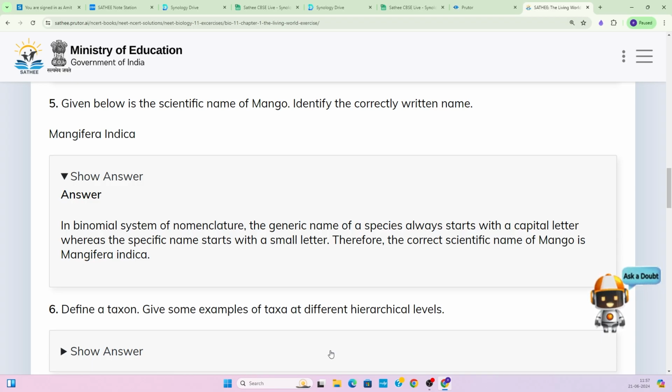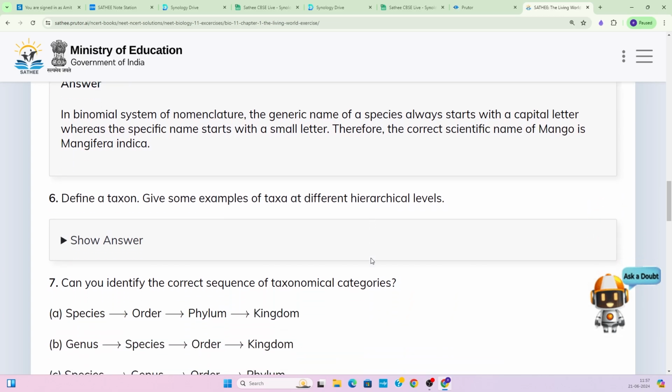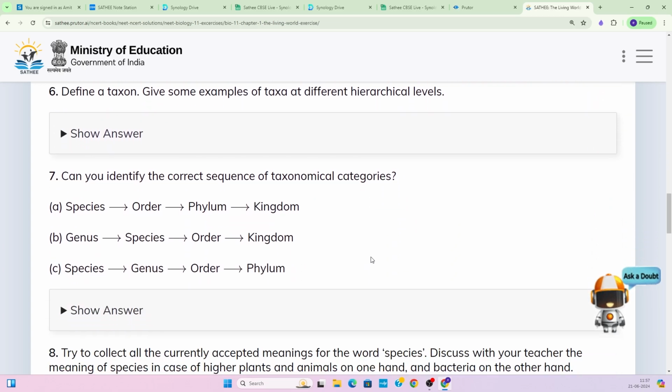In Latin language, when we write, we underline, but when it is a printed form, then it should be in italics form. So this is the way to write any scientific name. Here it is asked about the mango scientific name, right? Now, this is one of the very important questions from this chapter.